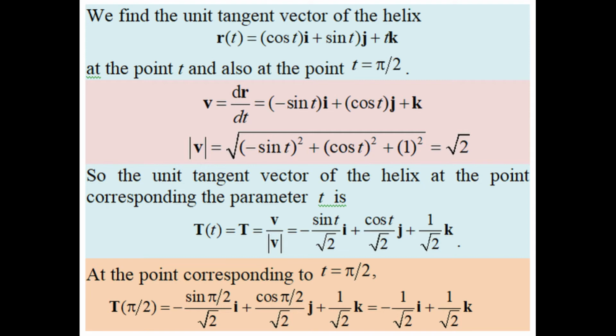So the unit tangent vector of the helix at the point corresponding to the parameter t is the vector T of t, which is equal to v by absolute value of v, which we write as negative sin t by root 2 i plus cos t by root 2 j plus 1 upon root 2 k. At the point corresponding to t is equal to pi by 2, T of pi by 2 is equal to negative sin pi by 2 by root 2 i plus cos pi by 2 by root 2 j plus 1 by root 2 k, which simplifies to the vector negative 1 by root 2 i plus 1 by root 2 k.